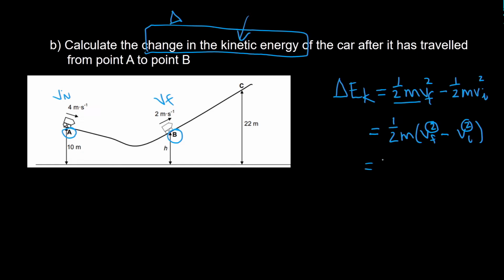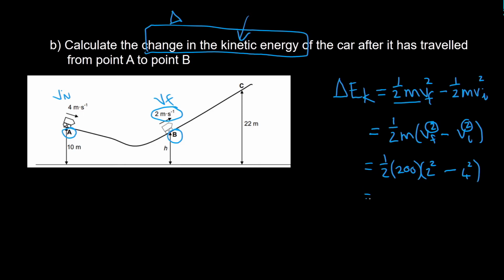Okay, so a half times the mass. We've been told that the mass of this car is 200 kilograms. What is the final velocity? The final velocity is here. It's telling you that this car is actually slowing down, right? Obviously from the effect of friction. So that's going to be 2, and we're going to square it. The initial velocity is 4, and we're going to square it.